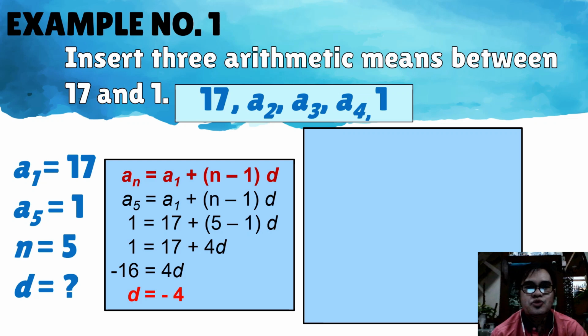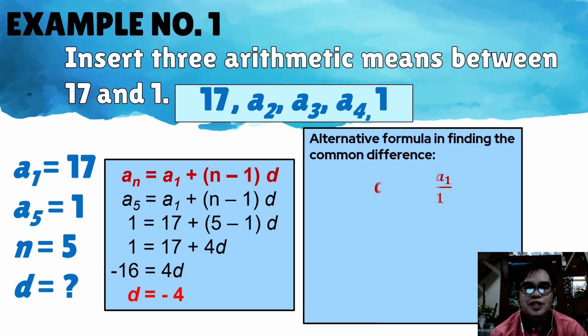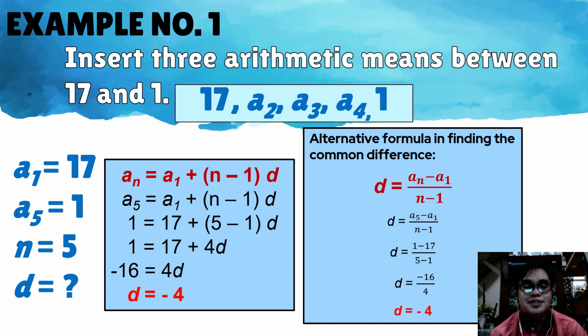So, if we are going to use the alternative formula, which is d is equal to a sub n minus a sub 1 over n minus 1, then substitute all the given values, which are 1 minus 17 over 5 minus 1, and simplify them further, it will become negative 16 over 4, and d is equal to negative 4. So as you can see, we just have the same answer, which is negative 4. So it's either of the two ways as you get the common difference.